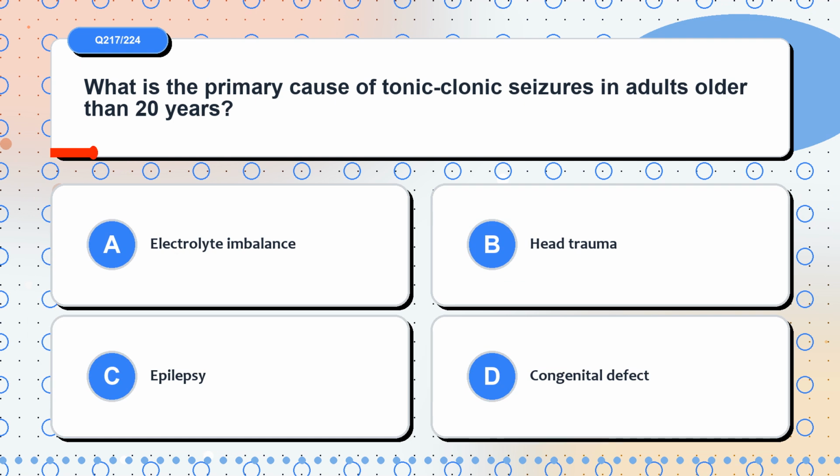Question 217. What is the primary cause of tonic-clonic seizures in adults older than 20 years? Here are the options. Option A, electrolyte imbalance. Option B, head trauma. Option C, epilepsy. Option D, congenital defect.